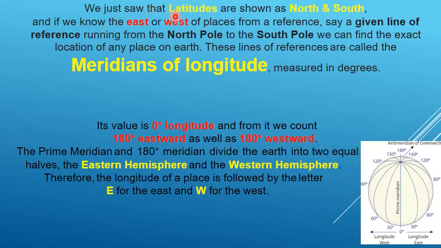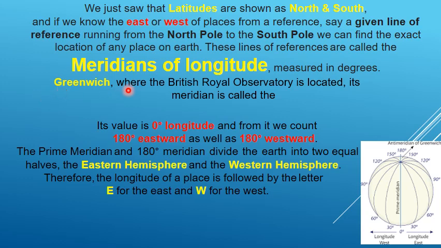We just saw that latitudes are shown as north and south, and if we know the east or west of places from a reference, say a given line of reference running from the North Pole to the South Pole, we can find the exact location of any place on Earth. These lines of reference are called the meridians of longitude and are measured in degrees.